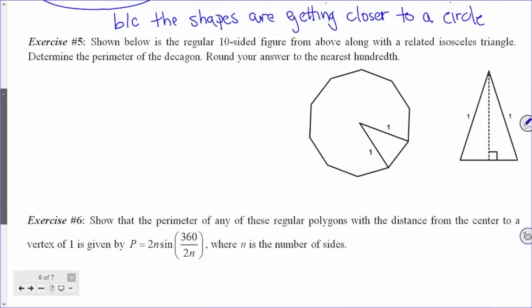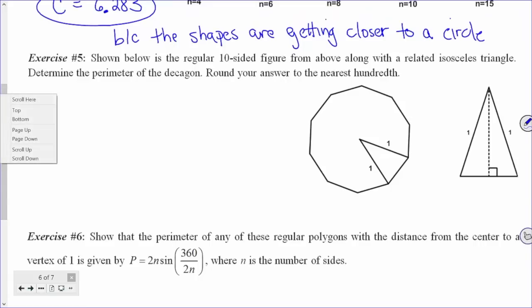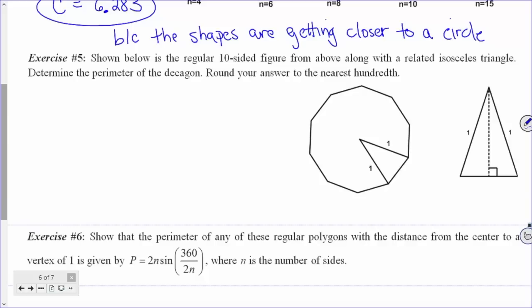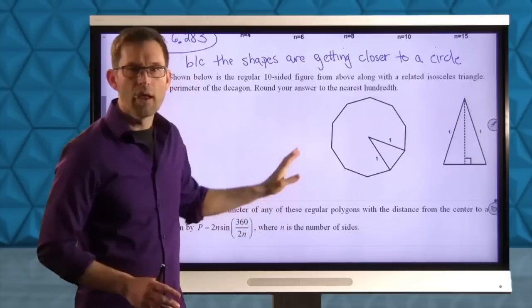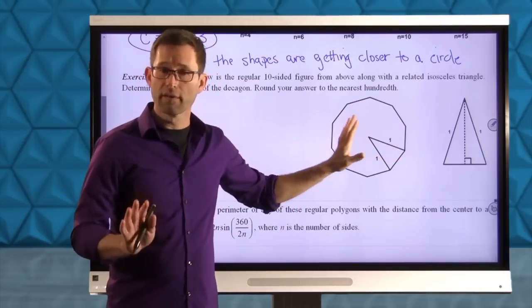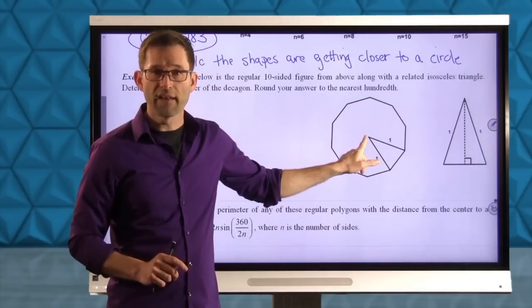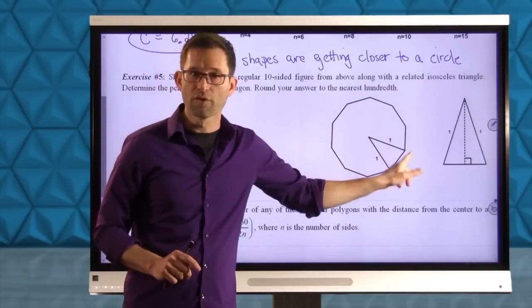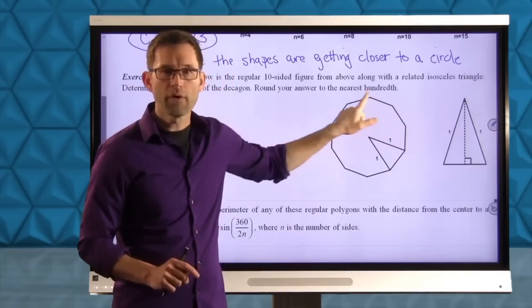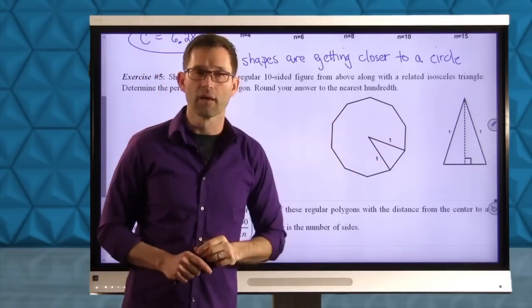It says, shown below is the regular 10-sided figure from above, along with a related isosceles triangle. Determine the perimeter of the decagon. Round your answer to the nearest hundredth. All right, so here we go. Here we've got a regular decagon, a 10-sided figure. Here we've got that distance from the center out to any vertex being equal to 1. And I want to figure out what the perimeter of that decagon is.